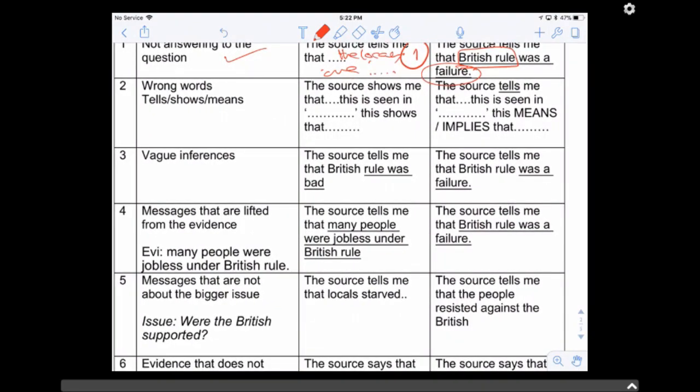So for evidence, you say "says" or "shows." For explanation, you say "means" or "implies." Okay, this is quite straightforward.